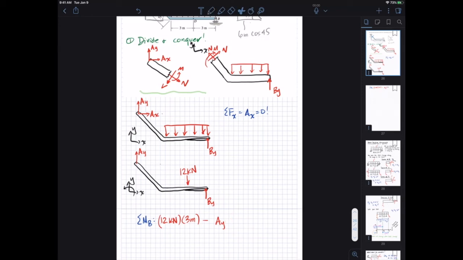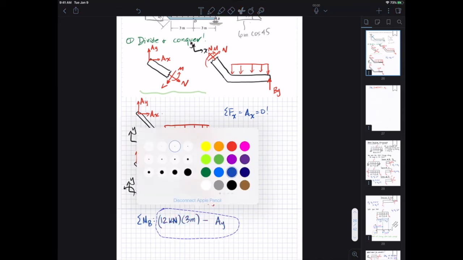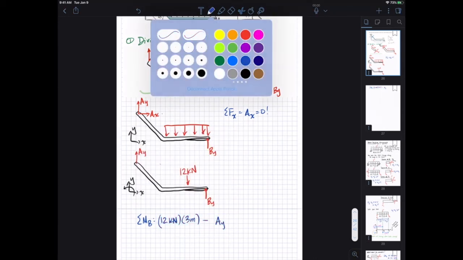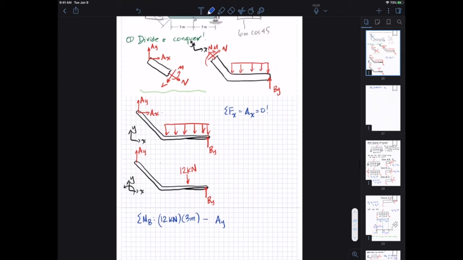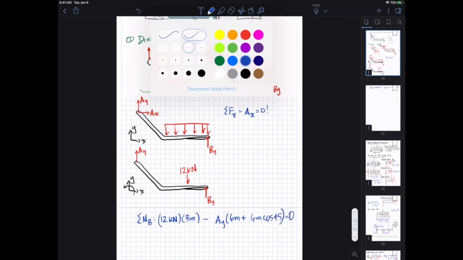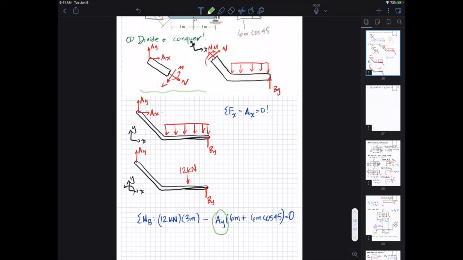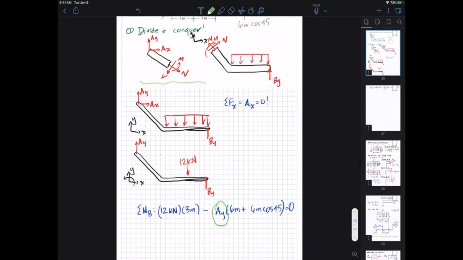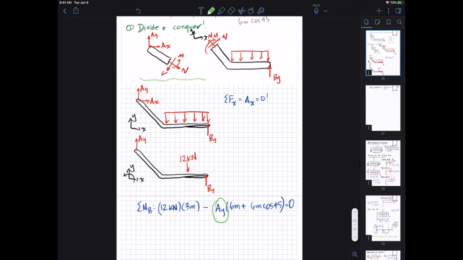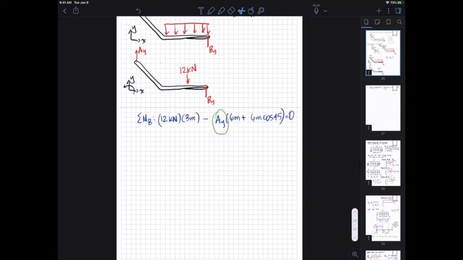Oh, sorry. I don't know why all this is in red. Maybe I can figure out how to edit these videos. Remove all the mistakes. Cosine 45 equals 0.707. And so there, the only unknown is AY. And so that can be solved for. So now let's assume that that's known. And let's come back to this free body diagram now and figure out what we're going to do about solving for these internal forces.